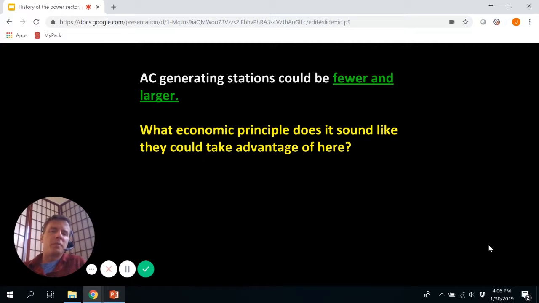So one of the really important implications of this is that AC generating stations could be fewer and larger. So we didn't need power plants to be interspersed with population centers. They could be located more distantly away from where people lived, and the electricity sent longer distances over high voltage transmission lines. So a question for you. If we are building fewer power plants and we're building them bigger and bigger, what economic principle does it sound like we were able to take advantage of here?